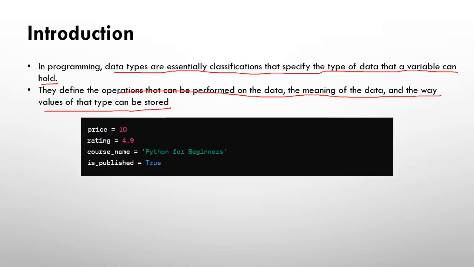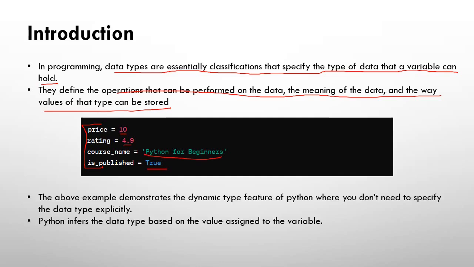So in this example, we can see that price, rating, and course name are variables that store different types of data such as 10, 4.9, Python for beginners, and true. The above example also demonstrates the dynamic typing feature of Python, where you don't need to specify the data type explicitly. Instead, Python infers the data type based on the value assigned to the variable. In this example, we have not specified the variable types. Instead, they are determined automatically based on the values assigned to them.